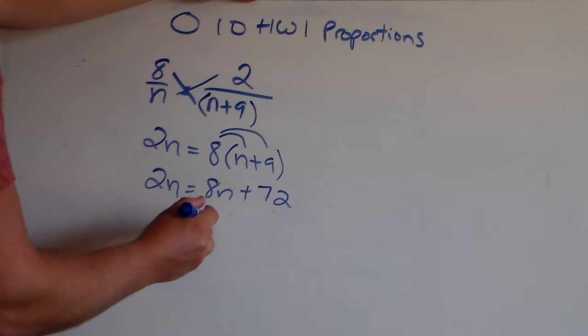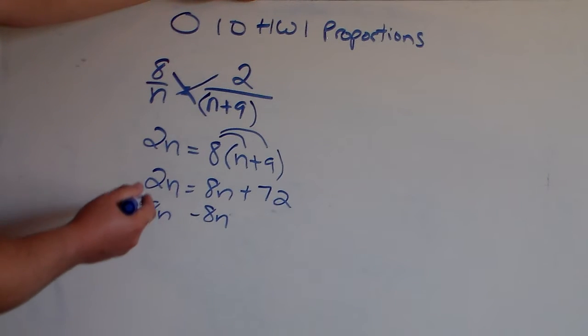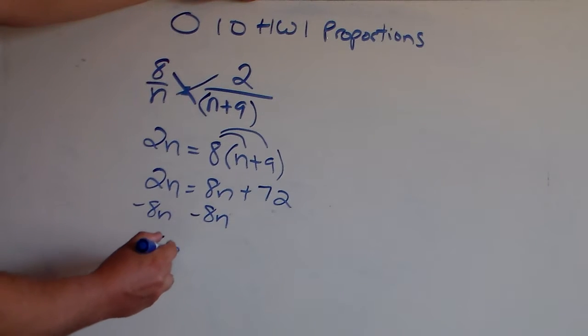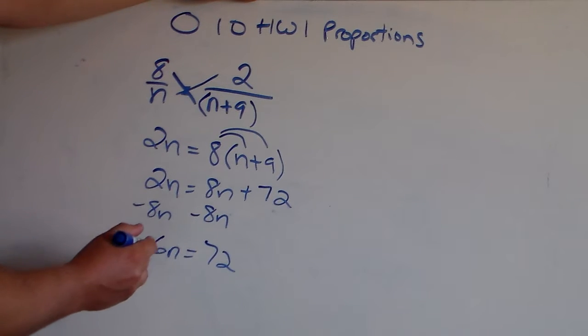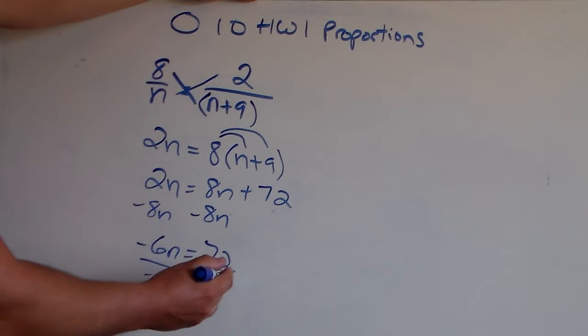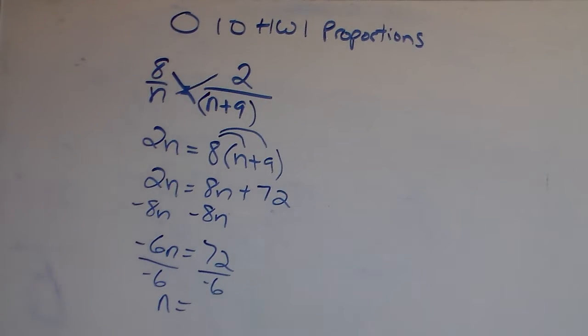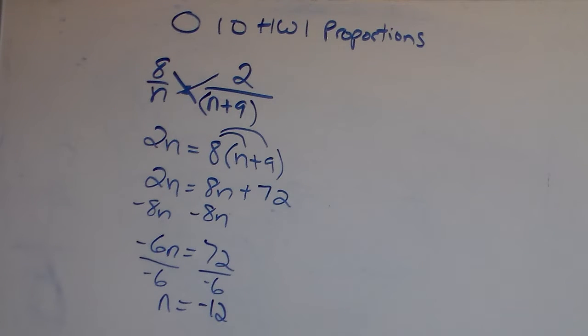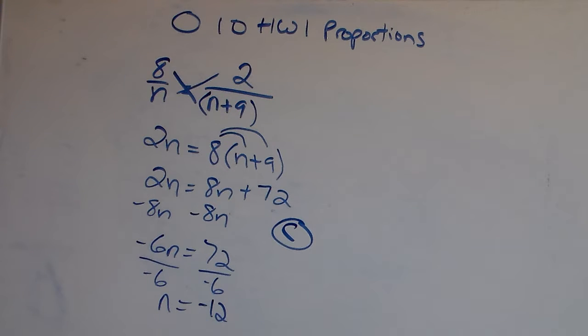In fact, I'm going to subtract 8n from both sides. That's variables on both sides using our inverse operations. 2n minus 8n gets us negative 6n. And that equals 72. Now we're going to use our inverse operations again and divide by negative 6. And we're going to get n equals, well, 72 divided by negative 6 gets us negative 12. So the answer for number 9 is n equals negative 12, which is C in our multiple choice.